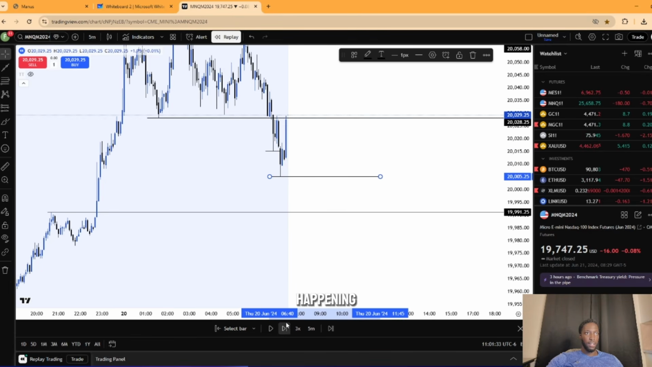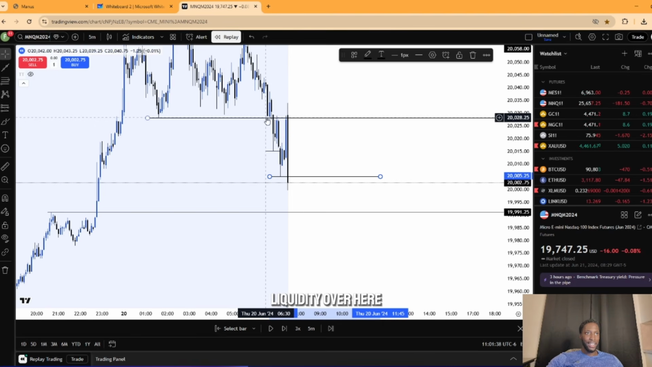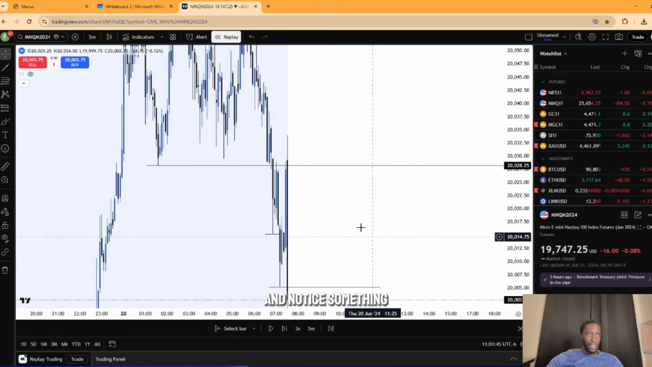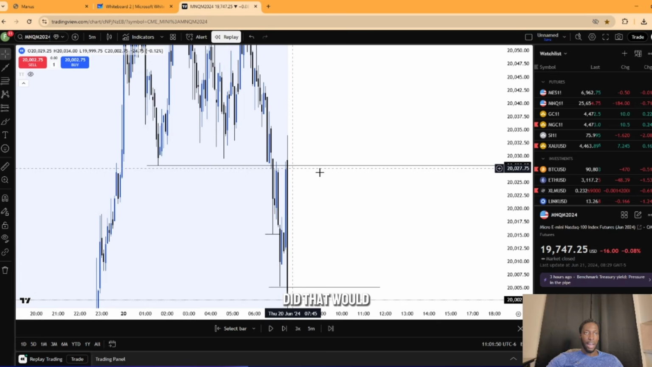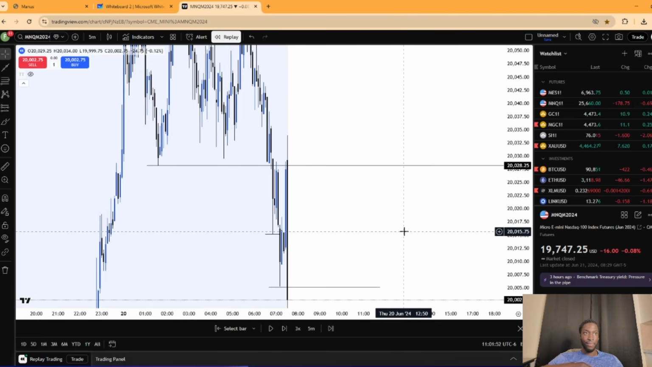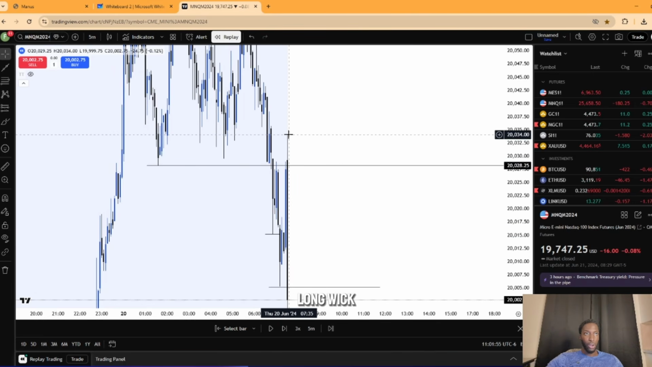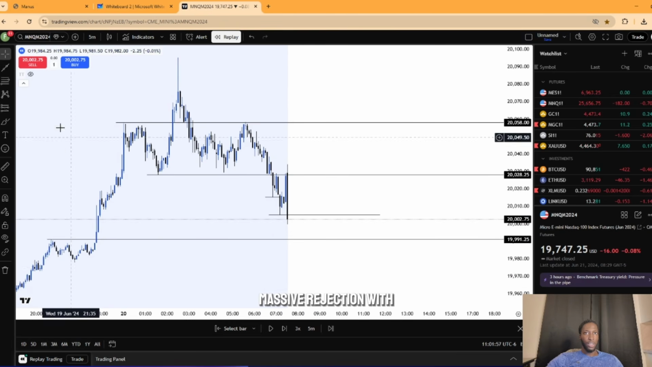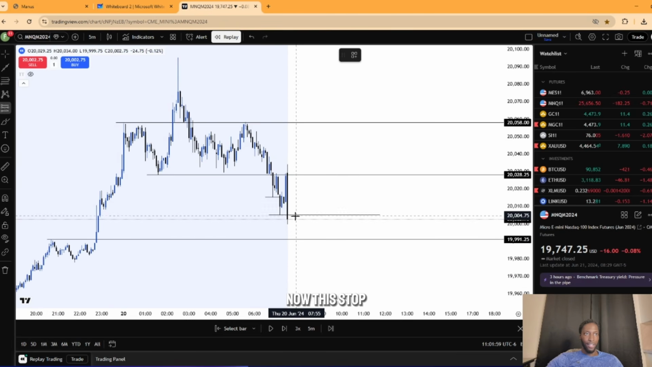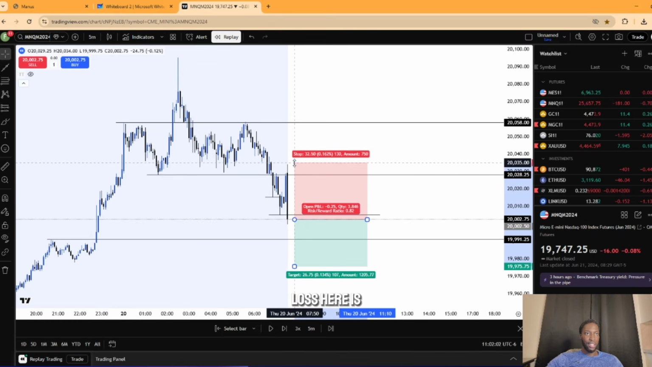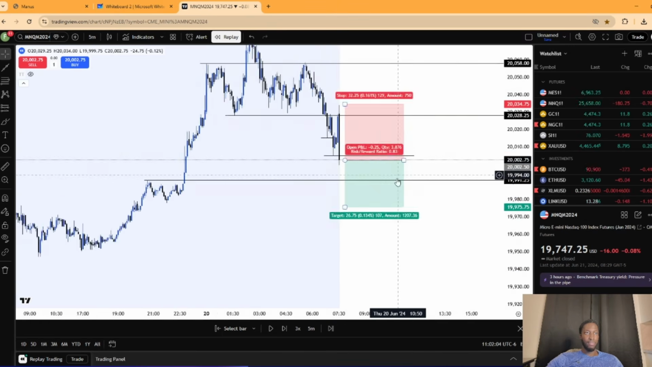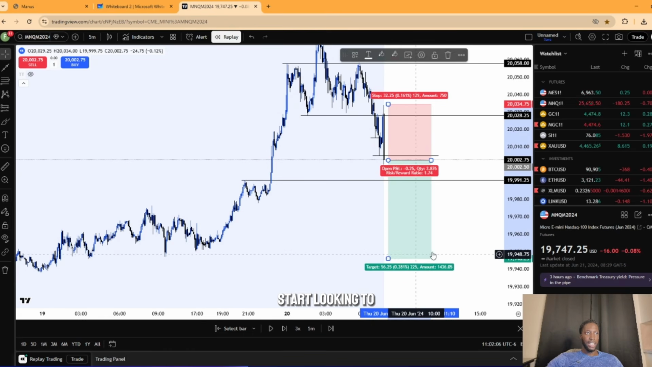What ends up happening? Price comes first to take the liquidity over here. It takes it out first. And notice something: it doesn't close above the high, because if it did, that would be a change of character. It doesn't close, it wicks it. Long wick. Massive rejection with volume. Now this stop loss here is protected. Now I can start looking to take this trade.